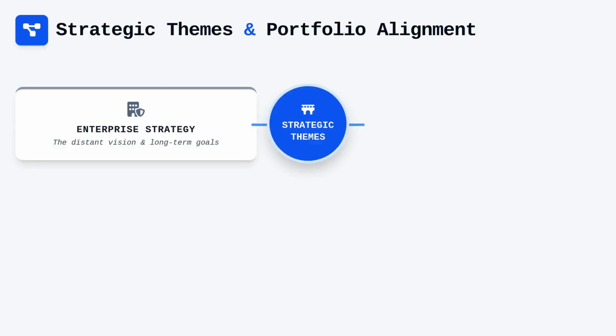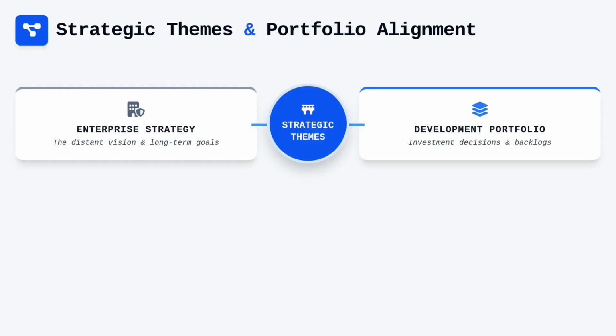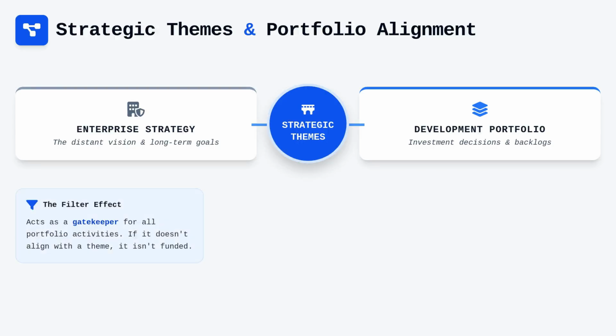SAFe positions strategic themes as the critical bridge connecting the enterprise business strategy to the development portfolio. While the vision statement might describe a distant future, strategic themes provide the specific, actionable objectives that guide the portfolio's investment decisions. These themes act as a filter for all portfolio-level activity, ensuring that the work chosen for the portfolio backlog directly reinforces the company's current value proposition.